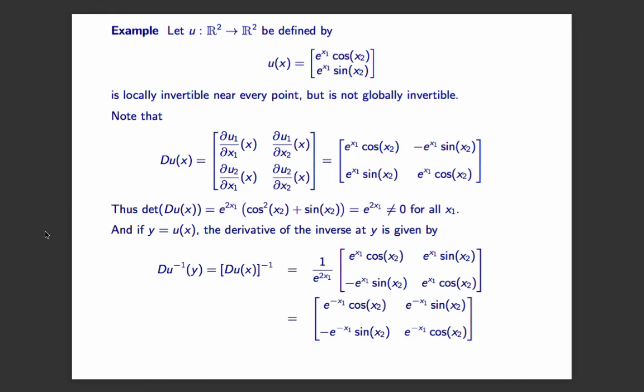Furthermore, if y is equal to u of x, the derivative of the inverse at y is given by the derivative of u at x inverted. Of course, we have a simple formula for the inverse of a 2 by 2. It's 1 over the determinant times we switch the diagonal entries and flip the sign on the off diagonal, and we get a matrix. So we can actually say exactly what the derivative is at each y in the codomain of u. Of course, the reason that it's not globally invertible is that if I evaluate u at x and u at x plus 2 pi e2, which means I add 2 pi to the x2 term, well, then I get the same thing. So I can't be invertible globally.